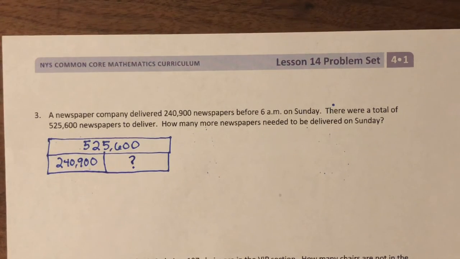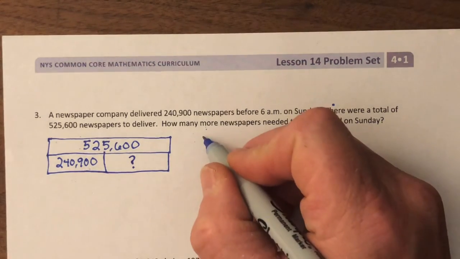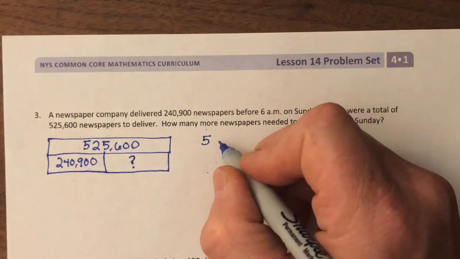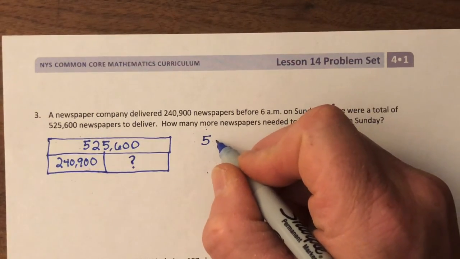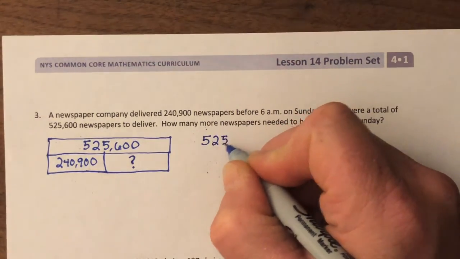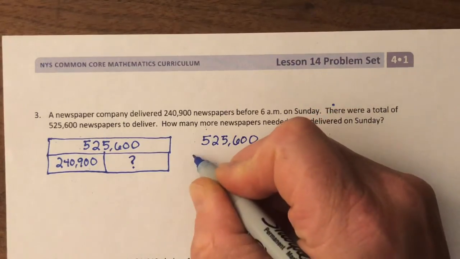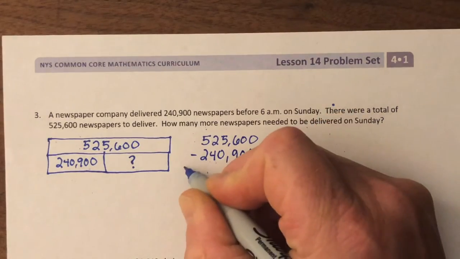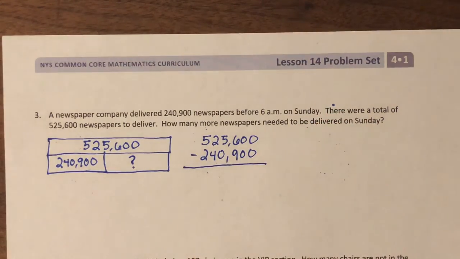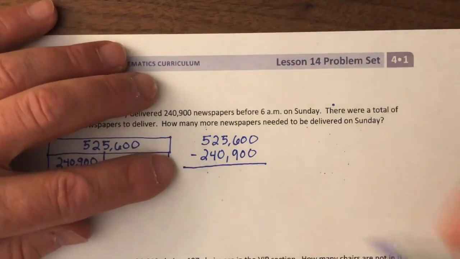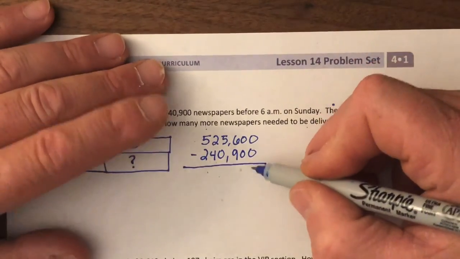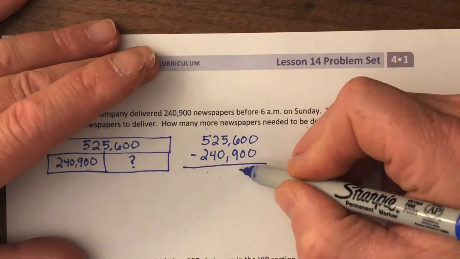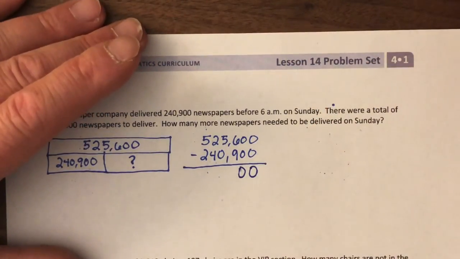Okay. So now my second part is make sure I use numbers to solve. So here is my standard algorithm, or the normal method. 525,600 minus 240,900. And I get my answer here. So take my time, make sure that my place values are lined up. So 0 minus 0 is 0. 0 minus 0 is 0. It's my favorite kind of math.